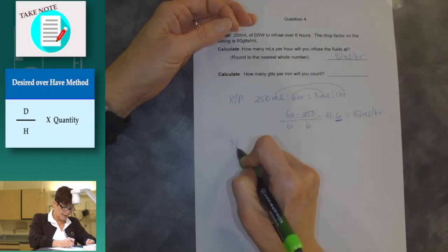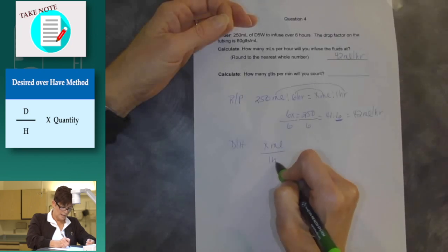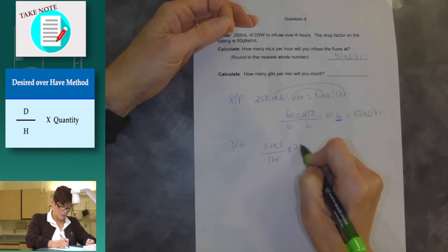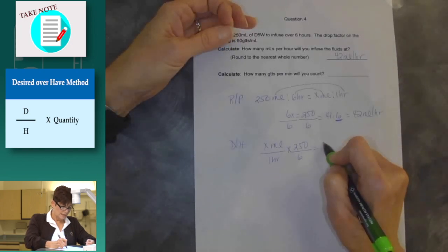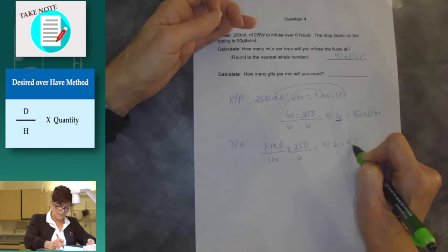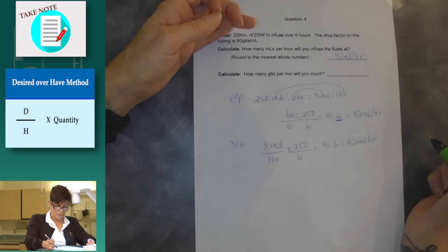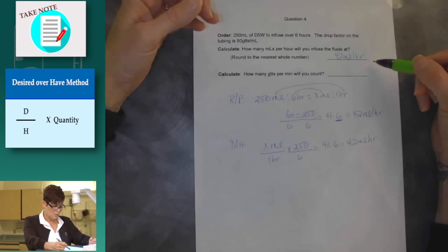Doing desired over have, you have x mLs over 1 hour times 250 divided by 6. And again, it comes out to 41.6 or 42 mLs per hour. So that is the first portion of your answer for this question.